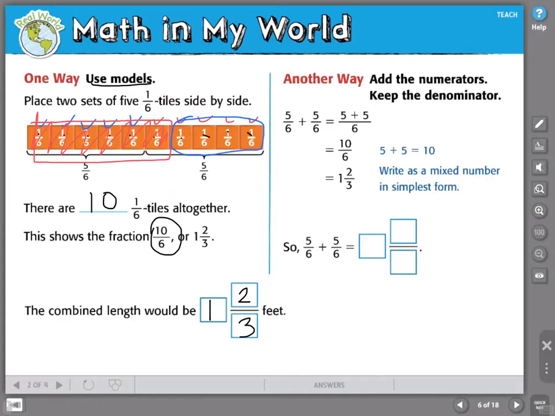Another way is to add the numerators and keep the denominator. Here I've got 5/6 and 5/6. Again, because they are like fractions and have the same denominator, I can simply add the numerators. 5 plus 5 equals 10. 10 what? 10 sixths. And when we write 10 sixths in its simplest form as a mixed number, we get 1 and 2/3.